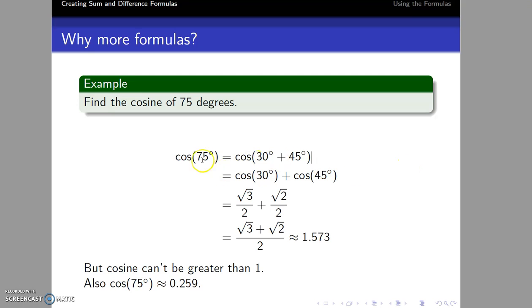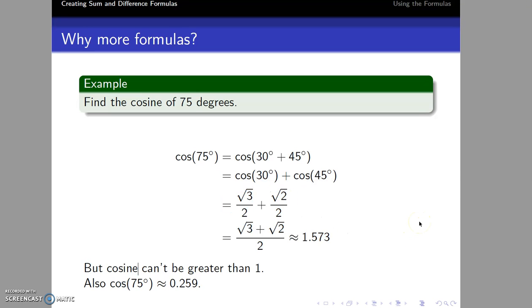So cosine of 75 degrees has to be that sum. Root 3 plus root 2 all over 2. My calculator says about 1.573. Well, there we go. We just found it. What's the problem? Well, the problem is cosine can't be bigger than 1, right? The range of cosine is from -1 to 1. Same for sine. Tangent, of course, can be all real numbers, but we're looking at the cosine of 75 degrees. I know right away this can't be right. In fact, if I were to crank it in my calculator, cosine of 75 degrees is actually closer to a fourth. It's about 0.259. So where did we go wrong here?